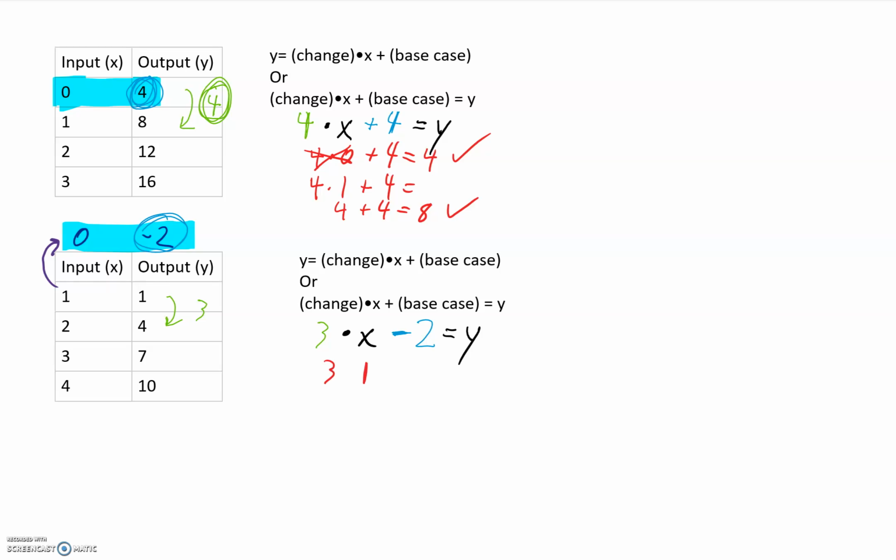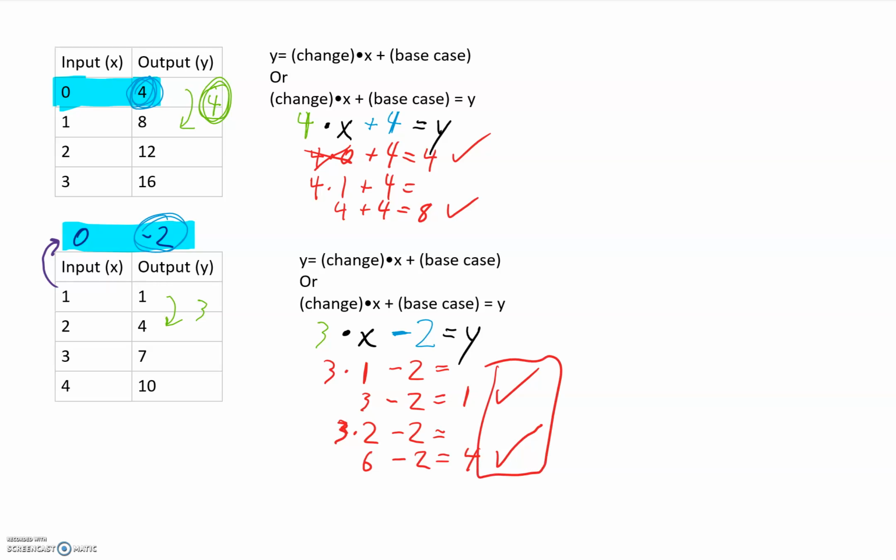So 1 times 3 minus 2, which would be 3 minus 2. 3 minus 2 is 1, and that is what our output is. And then we try the next one. So we have 2 as an input. So 3 times 2 minus 2. 3 times 2 is 6, minus 2 is 4. And that is our output. So we know we have it correct. Once you've checked it twice, you're done. And you know that your equation is solid.